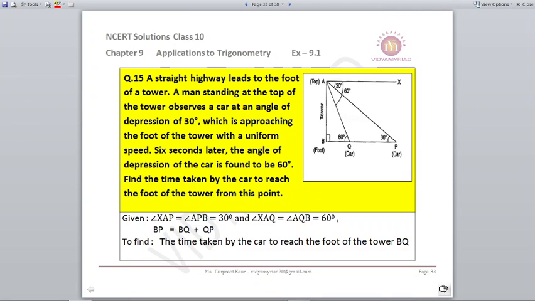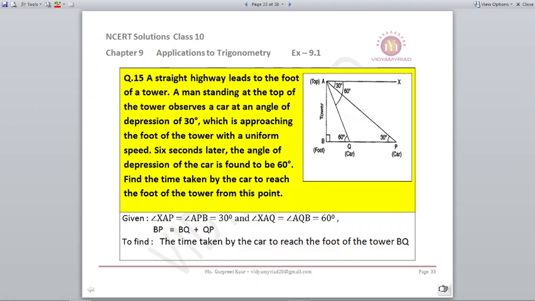Question 15. A straight highway leads to the foot of a tower. A man standing at the top of the tower observes a car at an angle of depression of 30 degrees, which is approaching the foot of the tower with a uniform speed. 6 seconds later, the angle of depression of the car is found to be 60 degrees. Find the time taken by the car to reach the foot of the tower from this point.